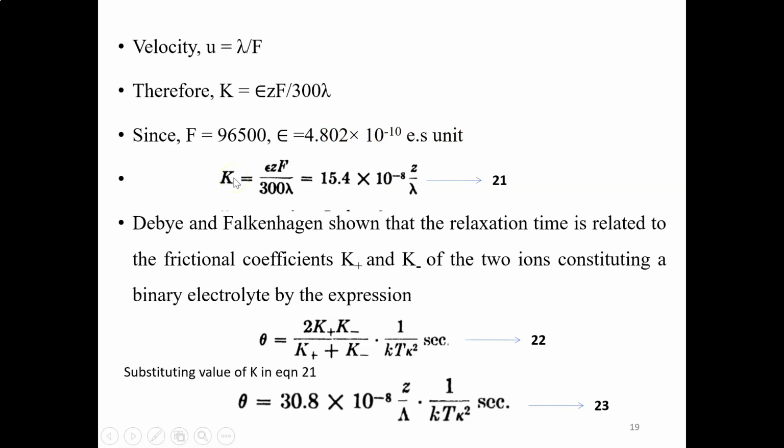So the value of K is equal to epsilon ZF divided by 300 lambda, that is equal to 15.4 into 10 raised to minus 8 Z by lambda. So this is an important relation.